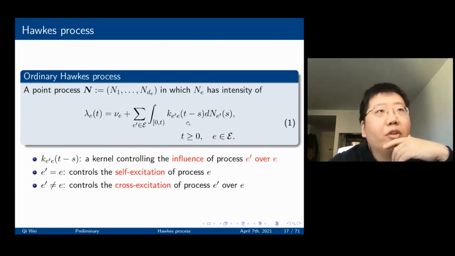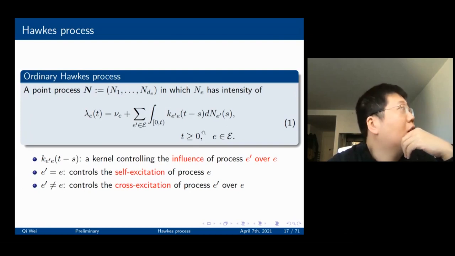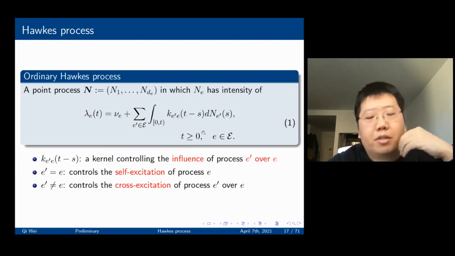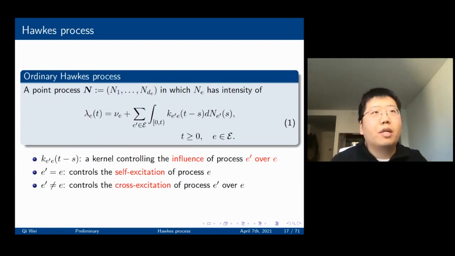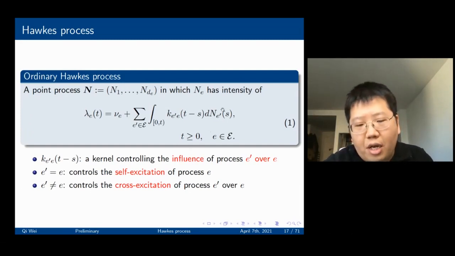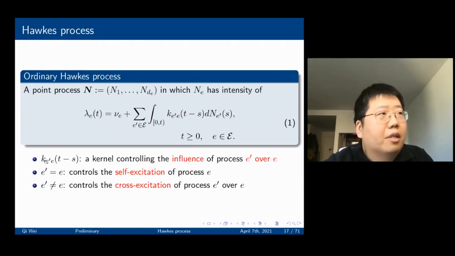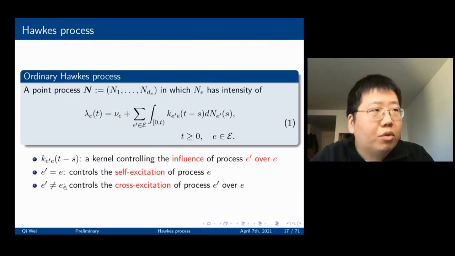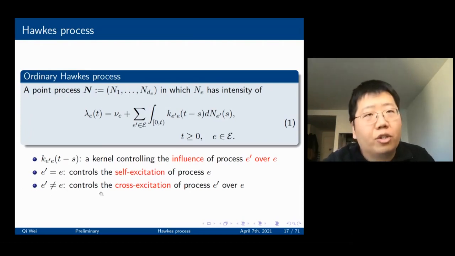I guess if you are familiar with point processes, this form is quite familiar. But if you don't work with point processes, don't be scared. This part is basically just a summation over all the events happening in the history. And this kernel K_{E'E} basically controls the influence of process E prime over E. If E prime is equal to E, we call it self-excitation. If E prime is not equal to E, it is cross-excitation.